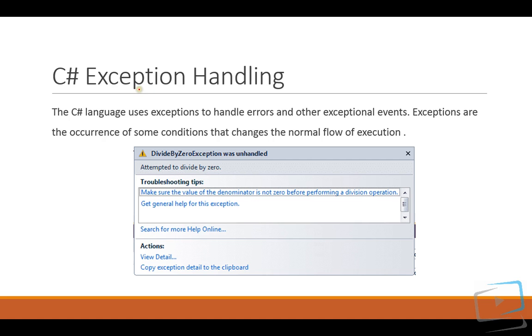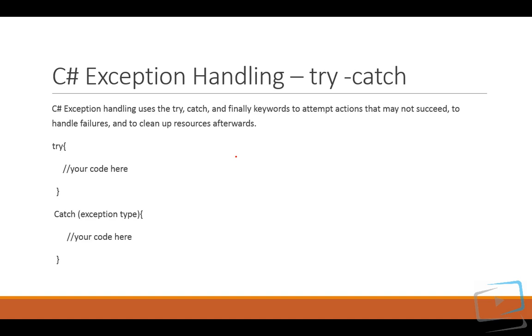Next we'll be going into the next topic called exception handling. So generally exceptions are used to handle errors and other exceptional events. For example, exceptions occur under some conditions if there is no normal flow of execution. This is an example picture of a divide by 0 exception. I'll show you this example in the next slide.